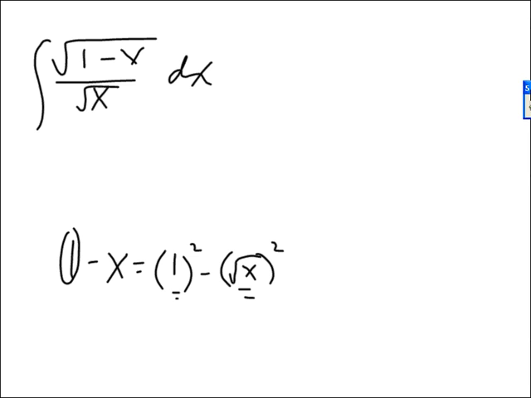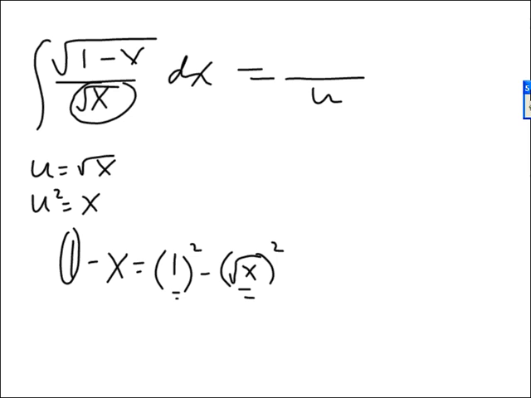Or, and now this is going to give you the same exact result, you might want to say, you know what, this is too complicated. Let u equal the square root of x. Well, then u squared will equal x. So the square root of x will be u, and this will be 1 minus u squared. And notice I didn't say what dx is yet.